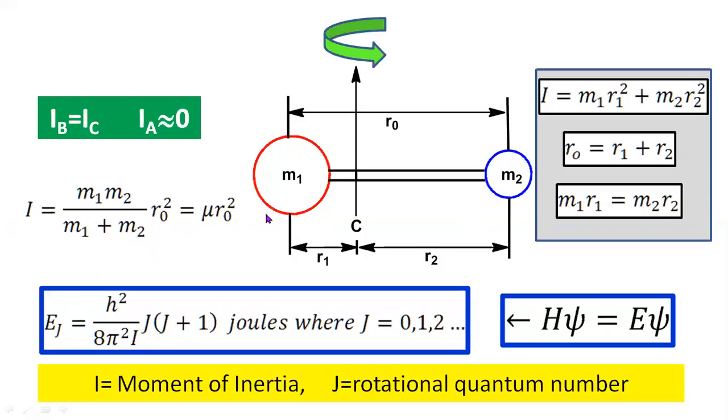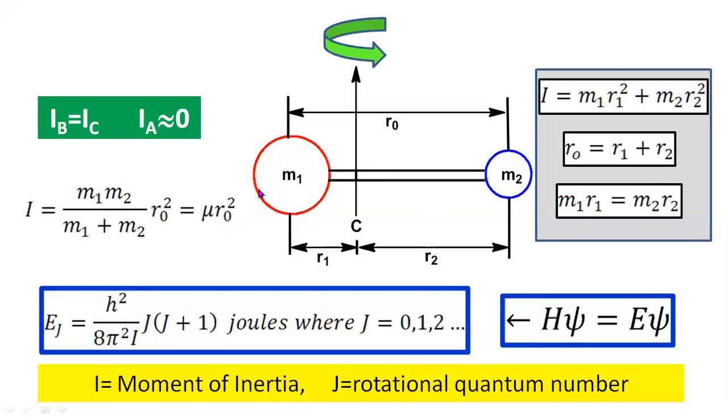Let me again tell you. What I did is just replace R1 and R2 by this sum. After solving this, you'll get one single equation for the moment of inertia. You don't have to have different equations. So finally, you will get the moment of inertia equal to m1 into m2 divided by m1 plus m2, multiplied by R0 squared, where R0 is the distance between the two atoms. And this reduced mass is usually represented by mu.